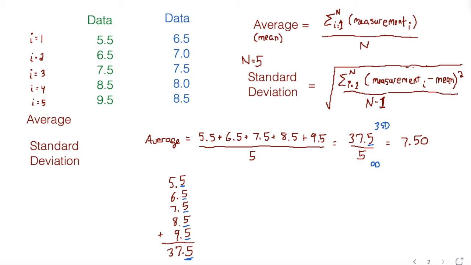So we can actually be a little bit more sure of the average than we were of any of the measurements. We have 3 significant digits in our average when we only had 2 significant digits in each of our measurements. So that's a little bit interesting. I guess we can say that if you're measuring something a whole bunch of times, it makes sense that you would be more sure of it than if you only measured it once. All right, so we have that average as 7.50.